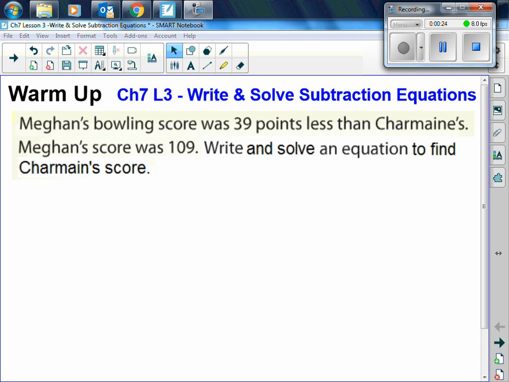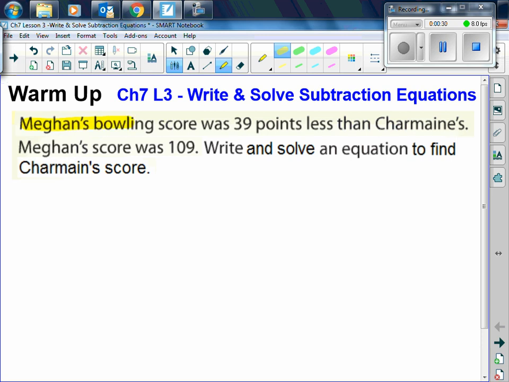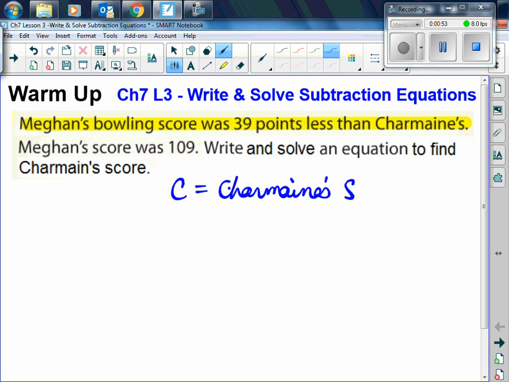Okay? So, if I go back to the word problem, you're going to look to see what's our important information. It says that Megan's bowling score was 39 points less than Charmaine's. What is it that we don't know here? Right. We don't know Charmaine's score. So let's use C for Charmaine, right? Okay, so that's Charmaine's score.